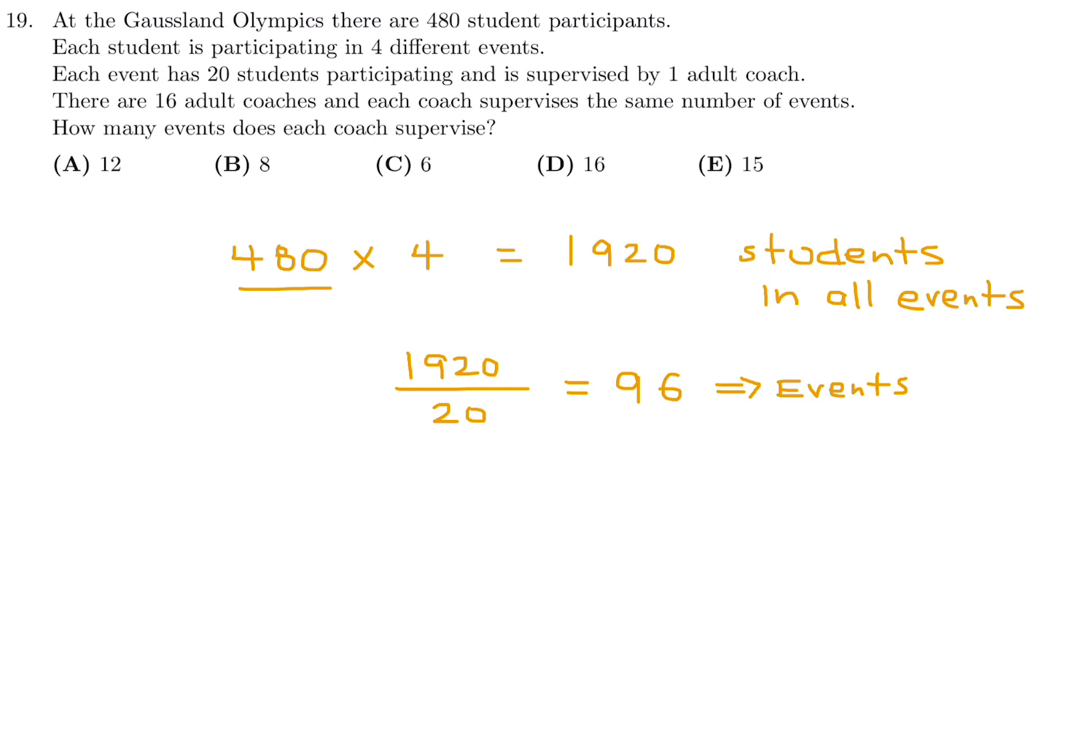This question is a little bit confusing, takes a little bit of thinking in my opinion, especially at the grade 8 level. Okay, so I hope this is clear. So if there's 96 events, there are 16 coaches. So 96 divided by 16 is how you figure out how many events each coach supervises. 96 divided by 16 is 6. So number 19, the answer is C.